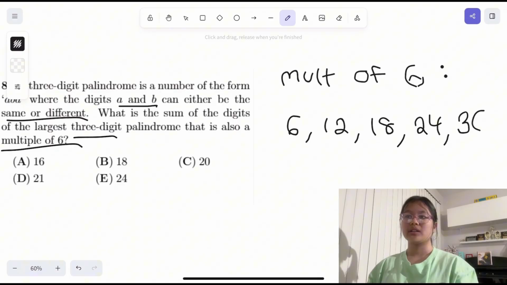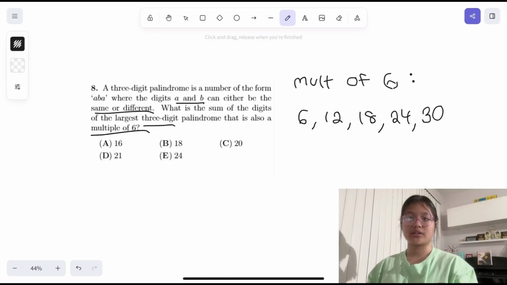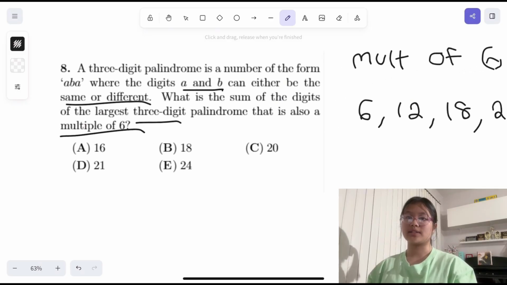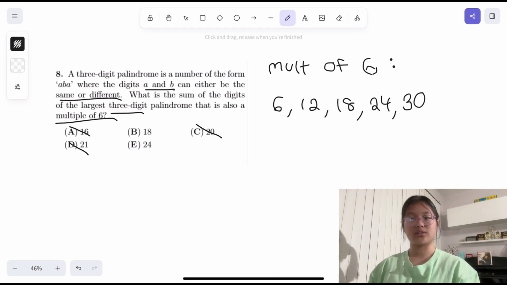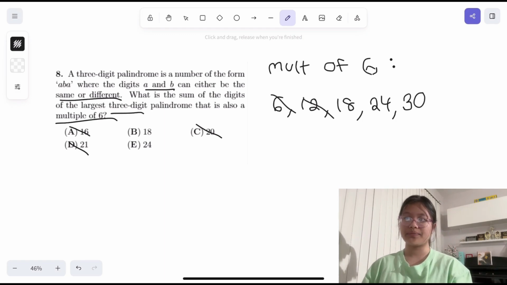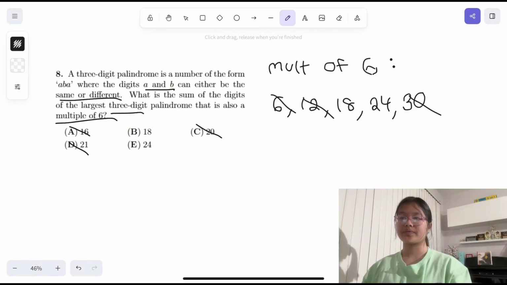Alright, so now knowing that, we can cross out the answers on the side that are not multiples of 6. So 16 is not a multiple of 6. 21 is not a multiple of 6. 20 is not a multiple of 6. So the only thing that we have left is 18 and 24, which should be one of the answers. So now we can cross that out on our multiples list on the side.